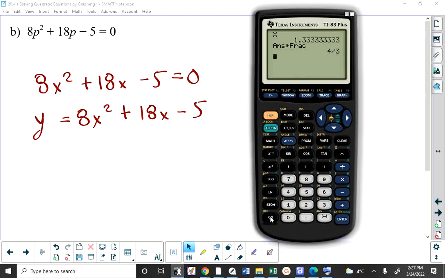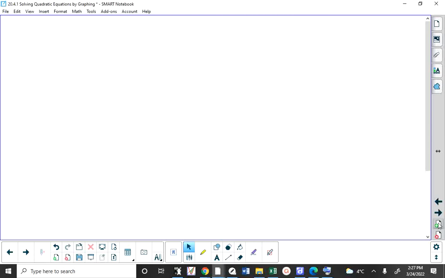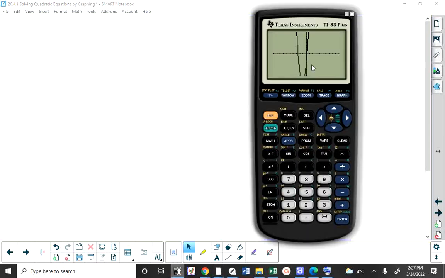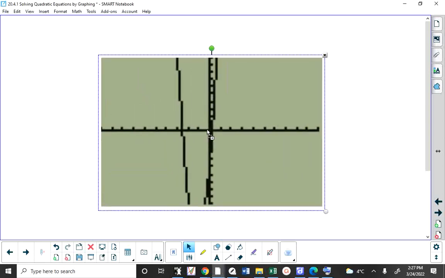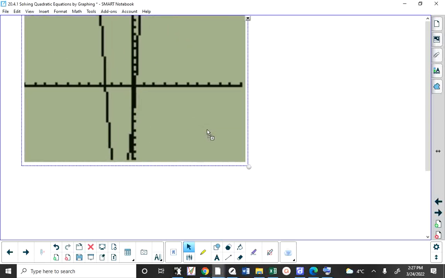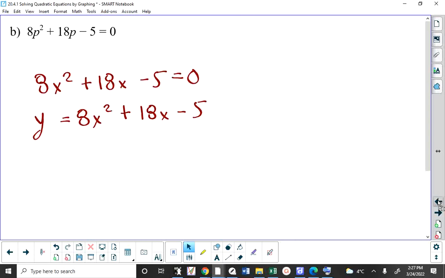But so what do we have? Y equals 8x squared plus 18x minus 5. Zoom standard. Always go back to zoom standard. Again, I'm hoping that every time I talk about window settings, you get better and better at this. We know something about quadratic functions, that this quadratic function, y equals 8x squared plus 18x minus 5, opens up.